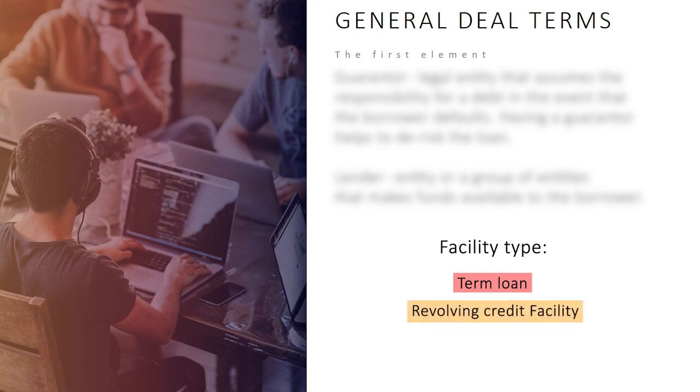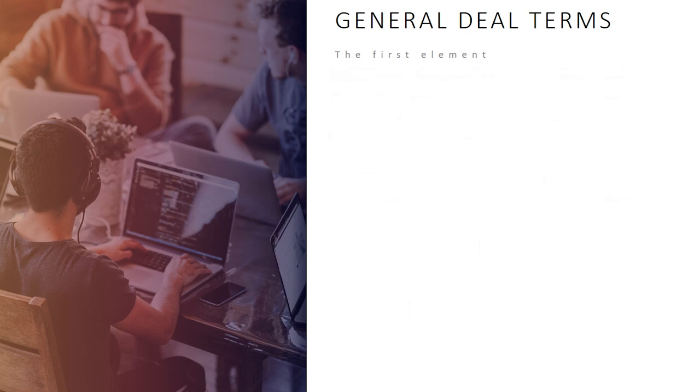Revolving credit facility. A facility where the facility size is made available by the lender for the borrower's use. Unlike in a term loan, the borrower has the ability to withdraw, repay and withdraw again as many times as they like. Next is the seniority of a loan that we extend.